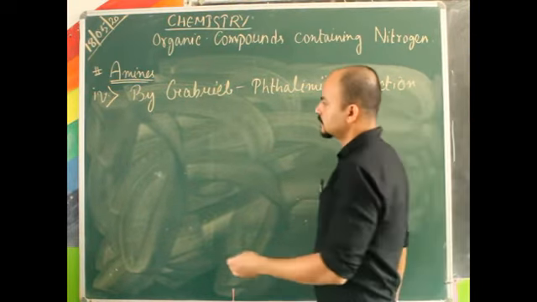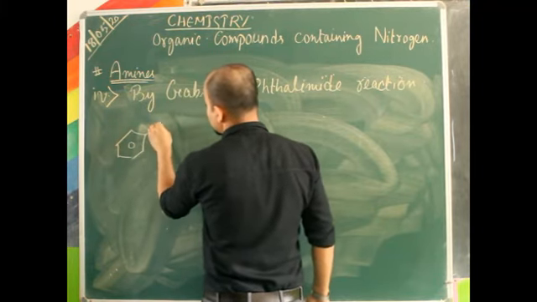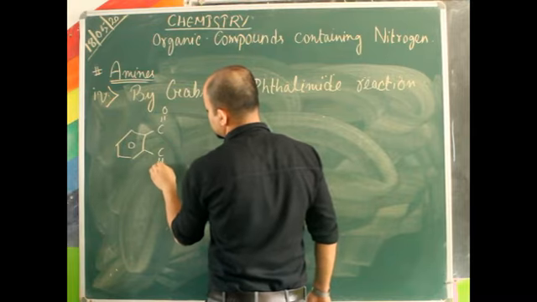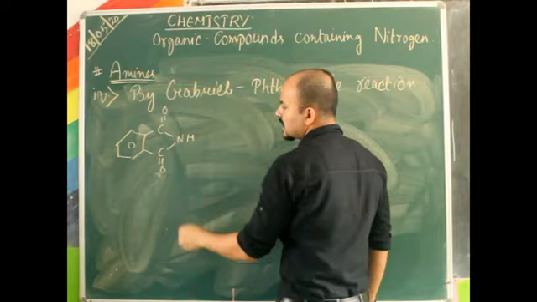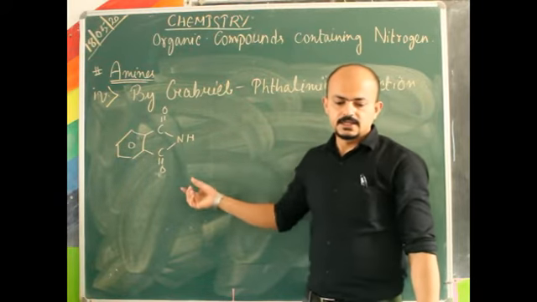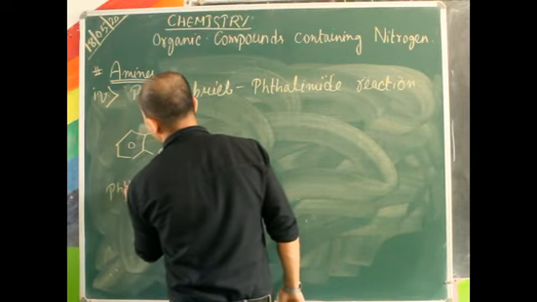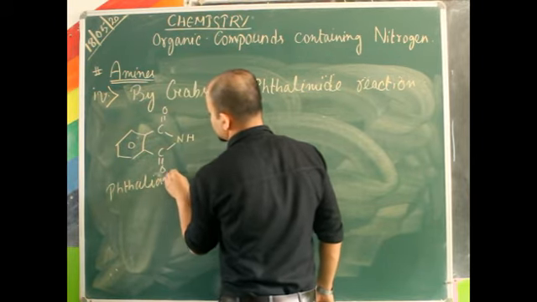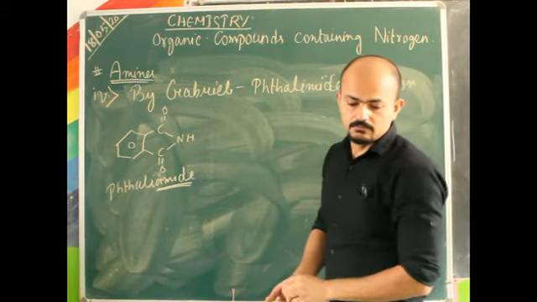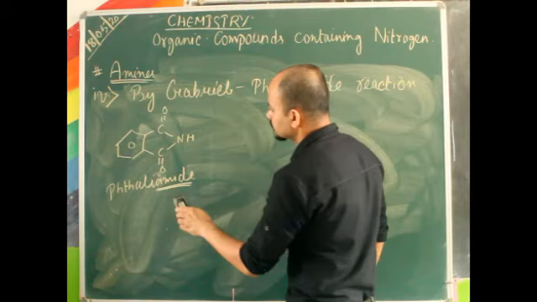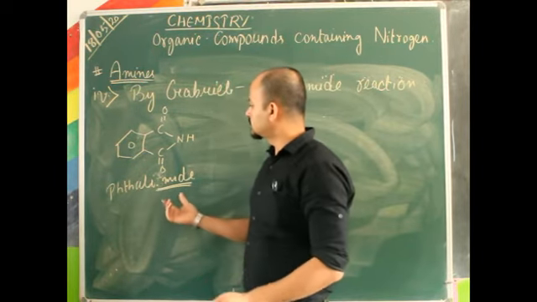By Gabriel-Thermite reaction. So, what is the Thermite? Please, you have to remember this structure. Thermite is this compound, C double bond O, C double bond O. Now, both these carbons are attached to nitrogen and it contains one hydrogen. Now, this is known as what? Thermite. Okay, this is Thermite.